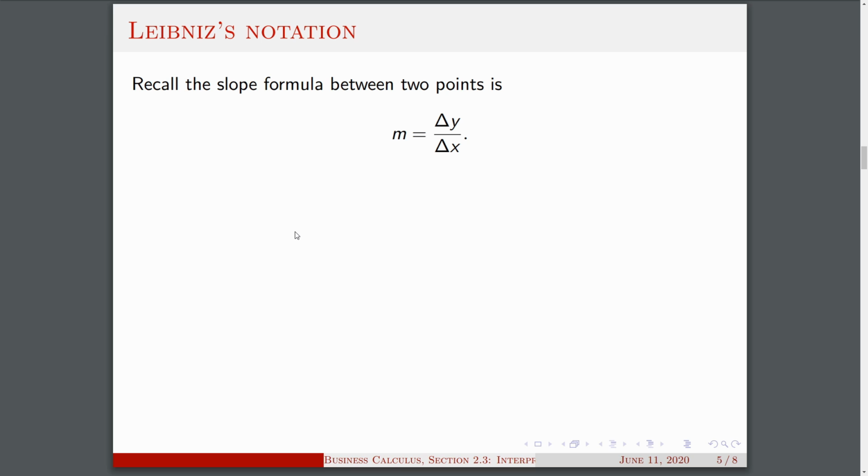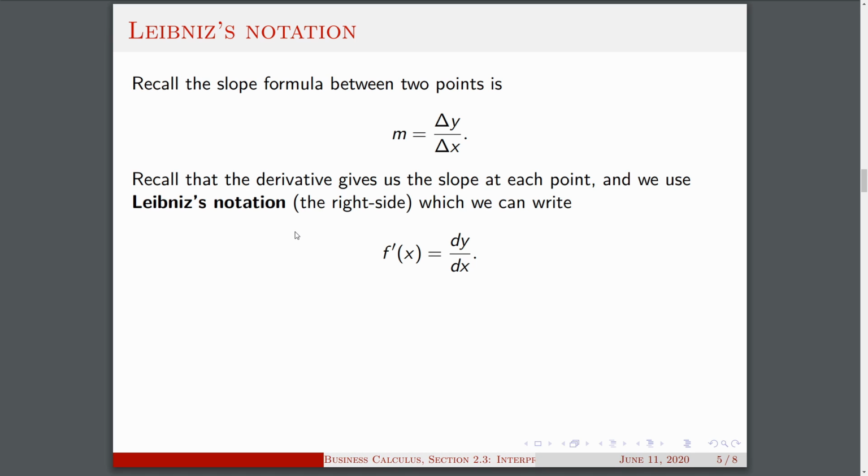So remember the slope formula. Slope is change in y over change in x. But now we have a notion of a slope at an exact point, not an average rate of change, right? So we have the derivative, f prime of x, and we have a way to write this side of the equation: instead of a difference between two y values, we will write that as dy dx. Right, so this is another way to write the derivative.